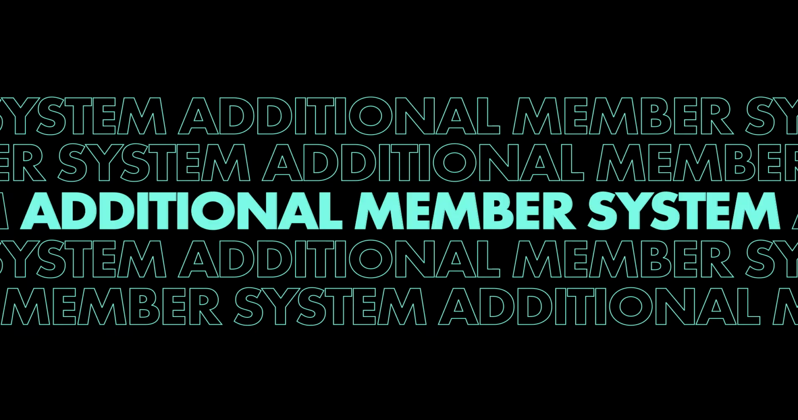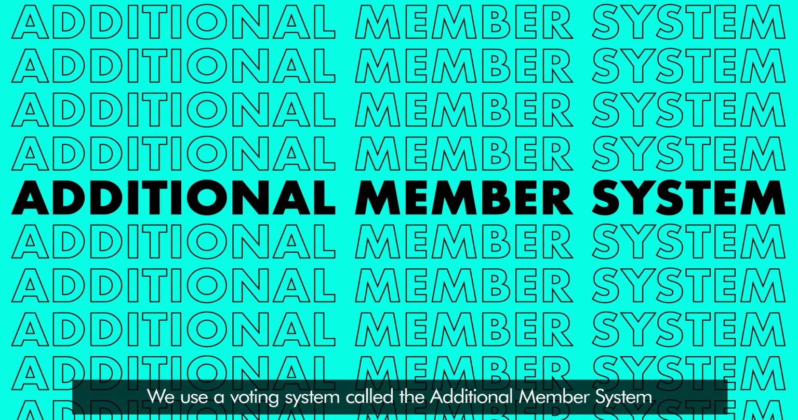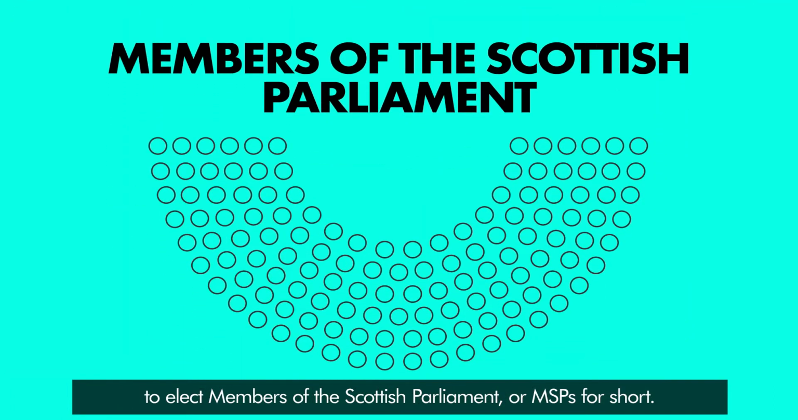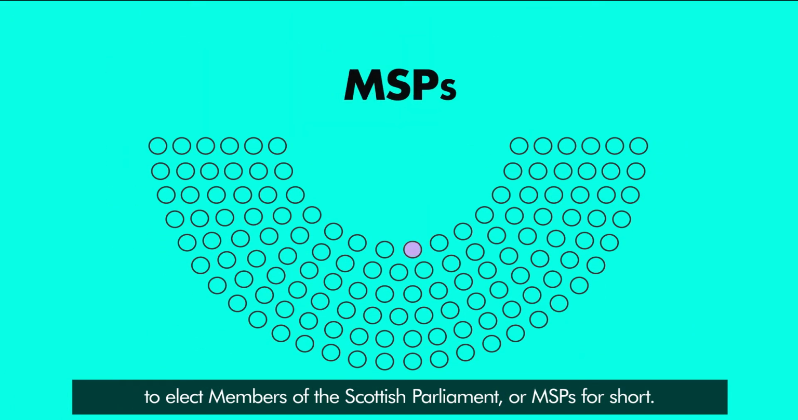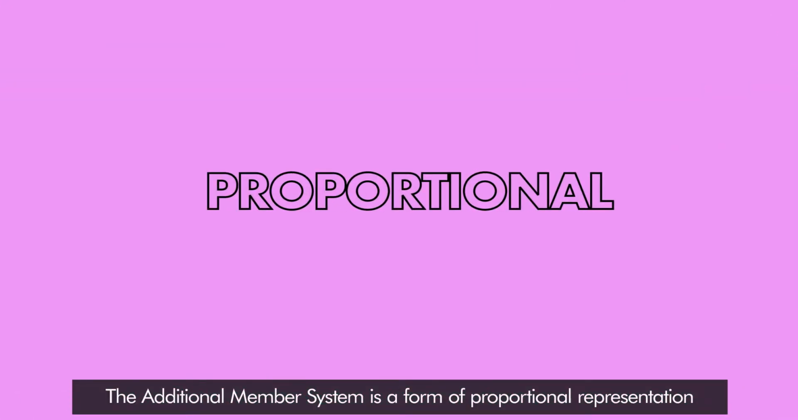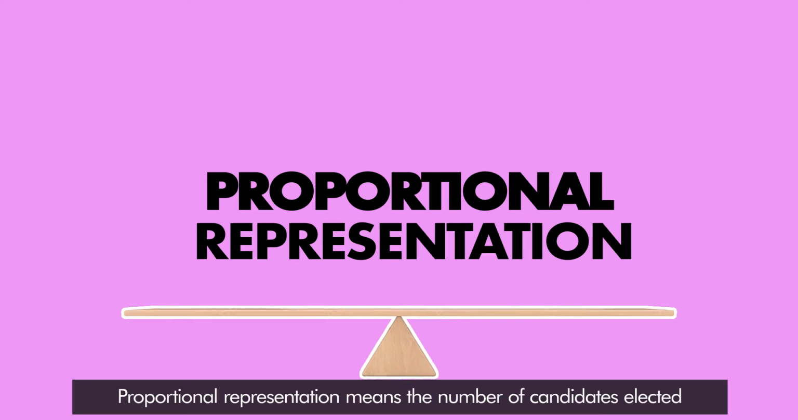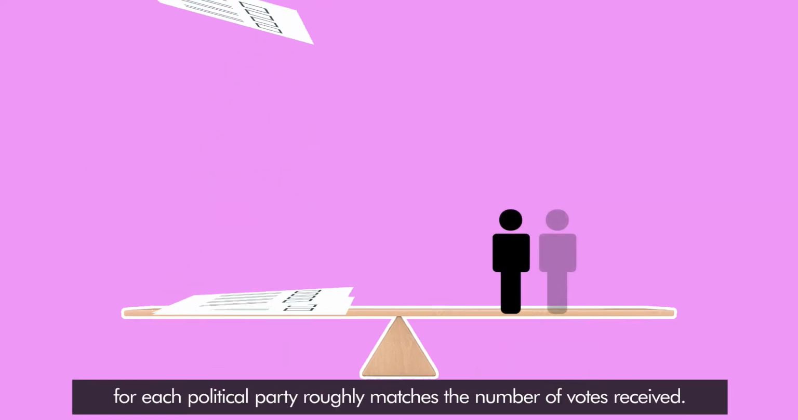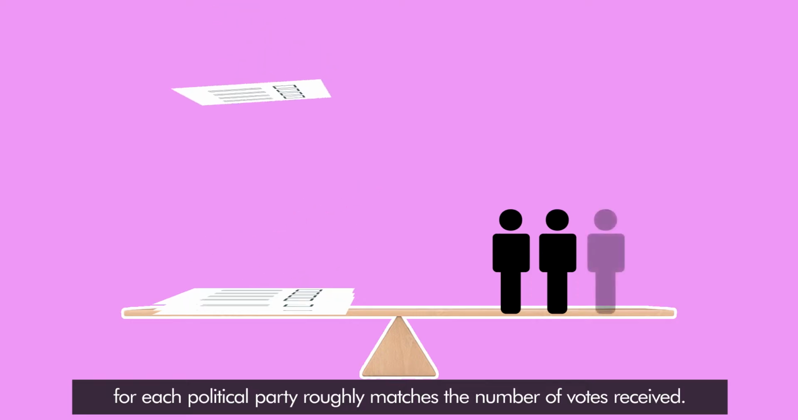Additional Member System. We use a voting system called the Additional Member System to elect members of the Scottish Parliament, or MSPs for short. The Additional Member System is a form of proportional representation. Proportional representation means the number of candidates elected for each political party roughly matches the number of votes received.